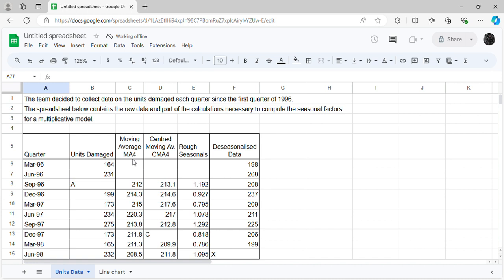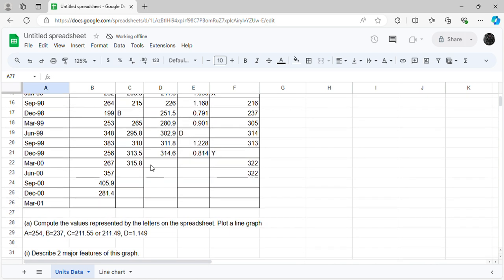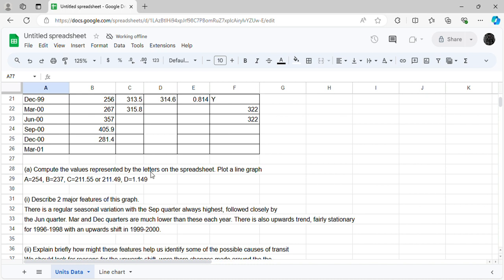The team decided to collect data on the units damaged each quarter since the first quarter of 1996. The spreadsheet below contains the raw data and part of the calculations necessary to compute the seasonal factors for a multiplicative model. So I compute the values represented by the letters on the spreadsheet and plot a line graph.